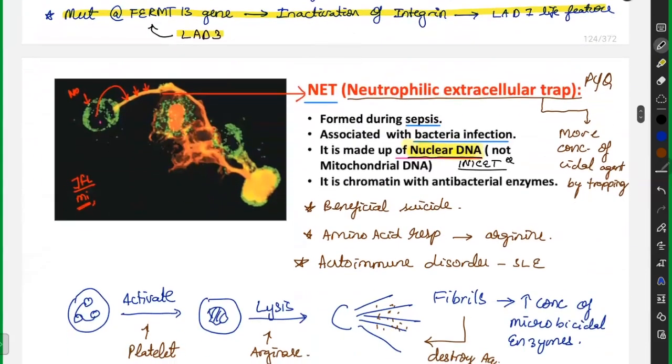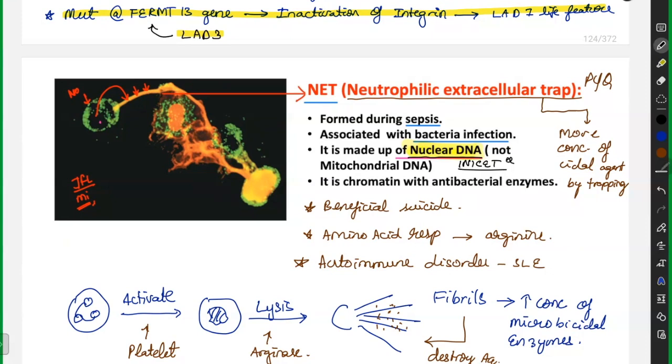Next question. What is this NET? Neutrophil extracellular trap. An important previous year question that I want you all to understand. So what is this NET? NET is an extracellular fibrillar network that provides a high concentration of antimicrobial substances at the site of infection. They prevent the spread of microbes by trapping them in the fibrils.